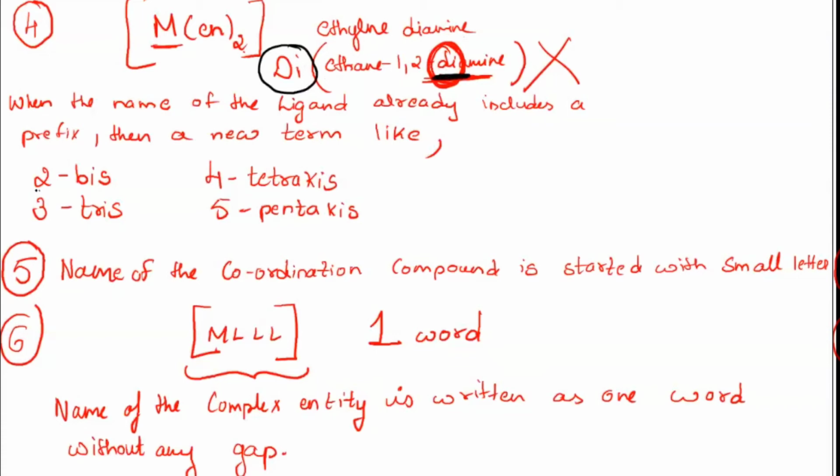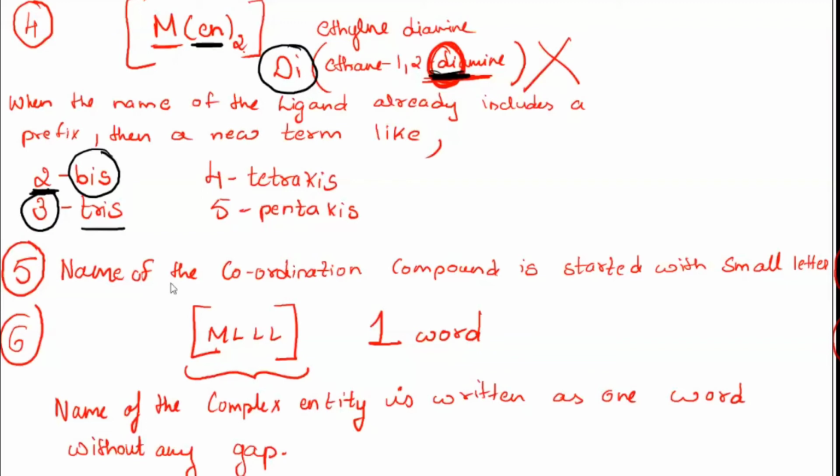If you have a didentate ligand which is 2 in number, or if they are 3 in number, then you should use a new term. If it is 2, then you will make use of bis. If it is 3, then it should be tris. 4 means tetrakis, 5 means pentakis, 6 will be hexakis, 7 will be heptakis, like that. It is repeated. Clear? That's for didentate or polydentate ligands, only if they have this prefix present in them. Otherwise, normally you can use tri, tetra. That can be used. So that was the fourth one.